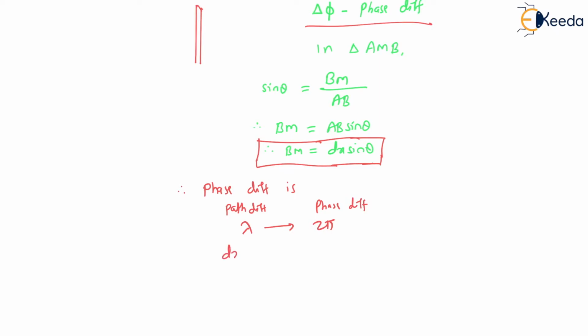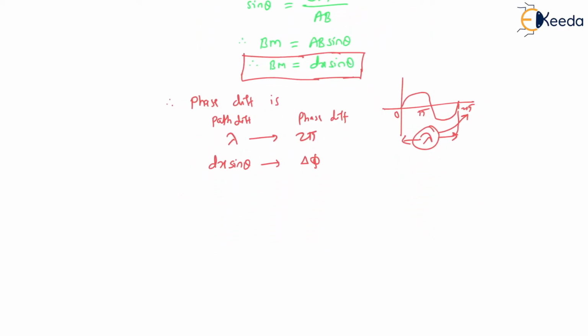Always remember this one. So here the path difference is dx sine theta. Let the corresponding phase difference be delta phi. Always remember this: lambda belongs to 2 pi. If you draw a simple wave over here, as we know this is the wavelength, that is lambda, and these are 0, pi, and here 2 pi. So lambda, the path difference, corresponds to the phase difference 2 pi. So here again we will find the value of delta phi.